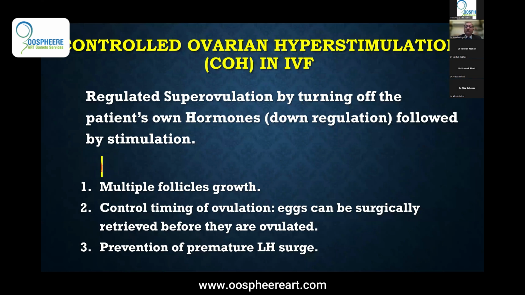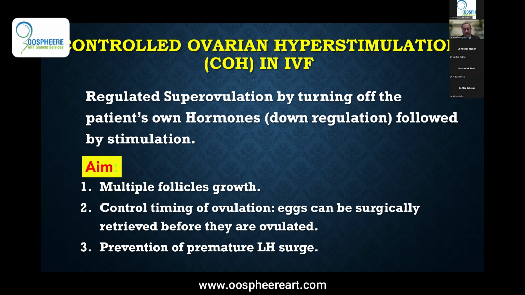So we know that in IVF, when we say ovarian stimulation, it is controlled ovarian hyperstimulation, but this is a typical word we use more often in IUI. It is a regulated superovulation by turning off the patient's own hormones followed by stimulation. The aim is to have multiple follicle growth, and also to control the timing of ovulation so that we can retrieve the oocytes before they get ovulated inside the body.